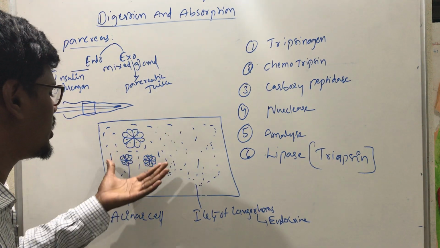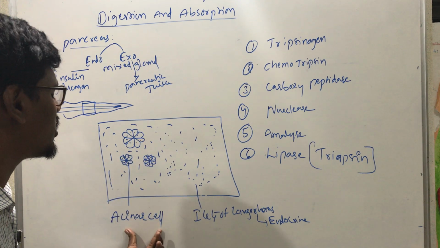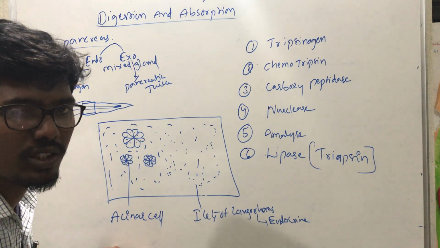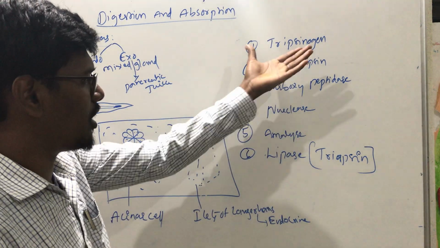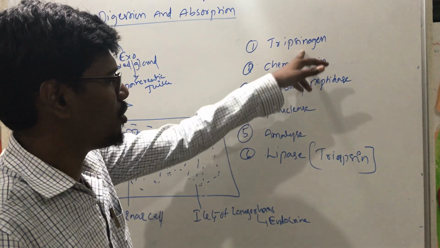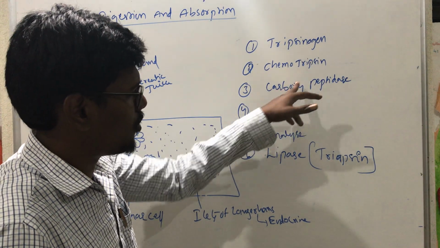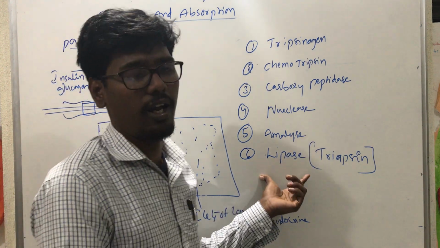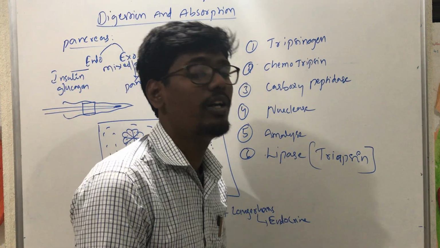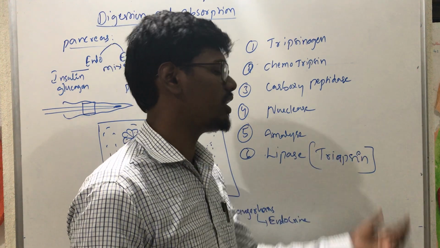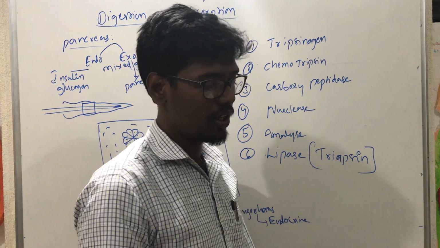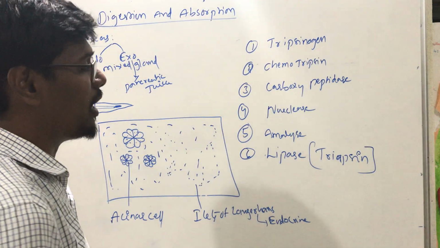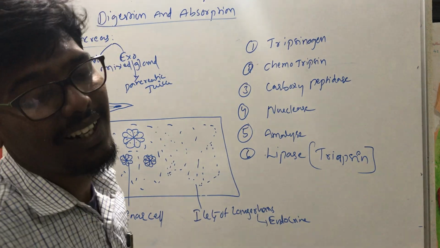Most of the cells present are acinar cells. These acinar cells release pancreatic juice. That pancreatic juice contains trypsinogen, chymotrypsin, carboxypeptidase, nuclease, amylase, and lipase. Lipase has another name, steapsin. Most of the time the question asks for steapsin, not lipase. Okay, this is the pancreas. Now we are moving to the intestinal glands.